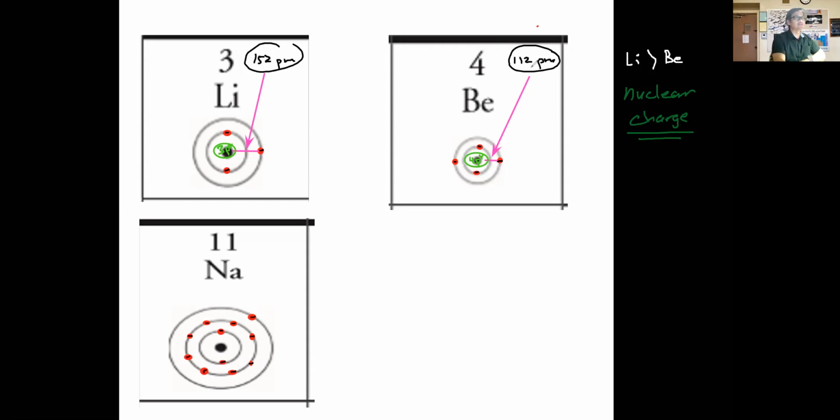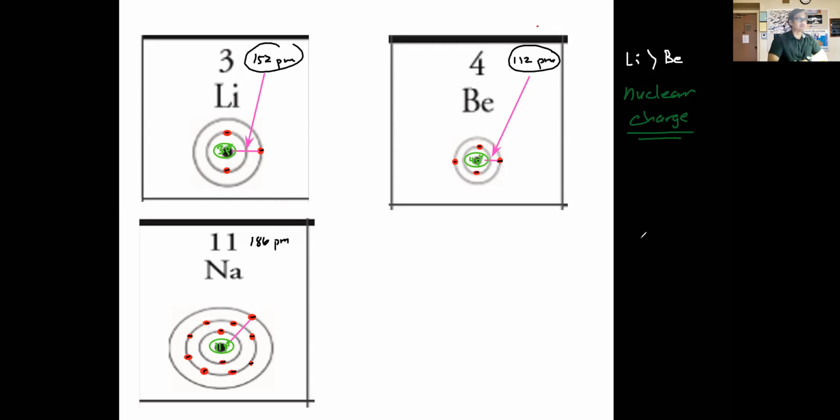Now, with sodium, we have 11 protons, and I'm going to write that in here. Now, if we use the same rationale for the trend here, we would expect that sodium would have a smaller radius. Sodium should be smaller than lithium, but it is not. The size of sodium is 186 picometers.